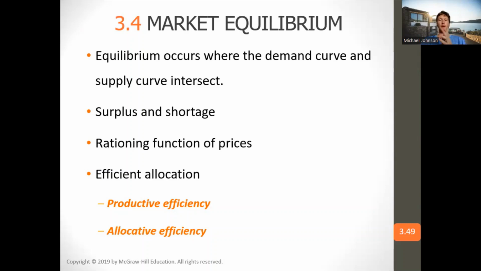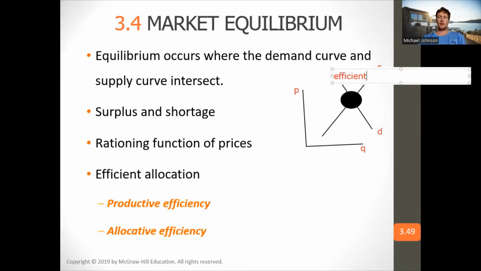So equilibrium is where we want to be. It's where the demand curve and supply curve intersect. That's where it's most efficient. So we want to be here. This is the best place where we want to be. Here is where everything's maximized, basically. If we're at this point, it's efficient. The economy is operating at its max level.